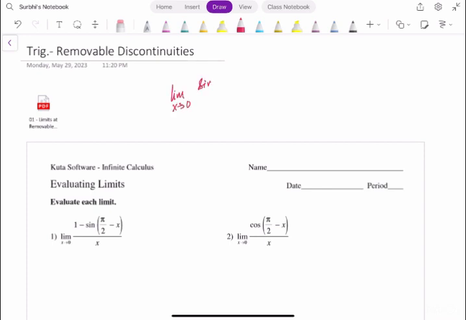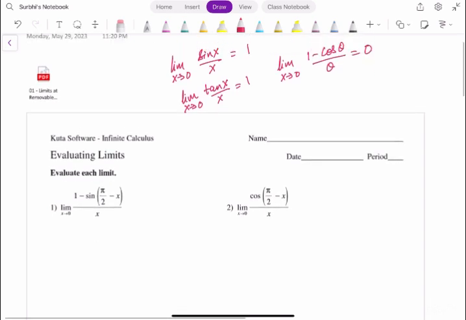Limit as x approaches 0, sine x over x will give you a 1. Limit as x approaches 0, 1 minus cos x over x will give you a 0. And the third property, which is not that often seen in the textbooks or often overlooked, is limit as x approaches 0, tangent x over x will also give you 1. So these are three basic main properties that will really help you to evaluate the limits.